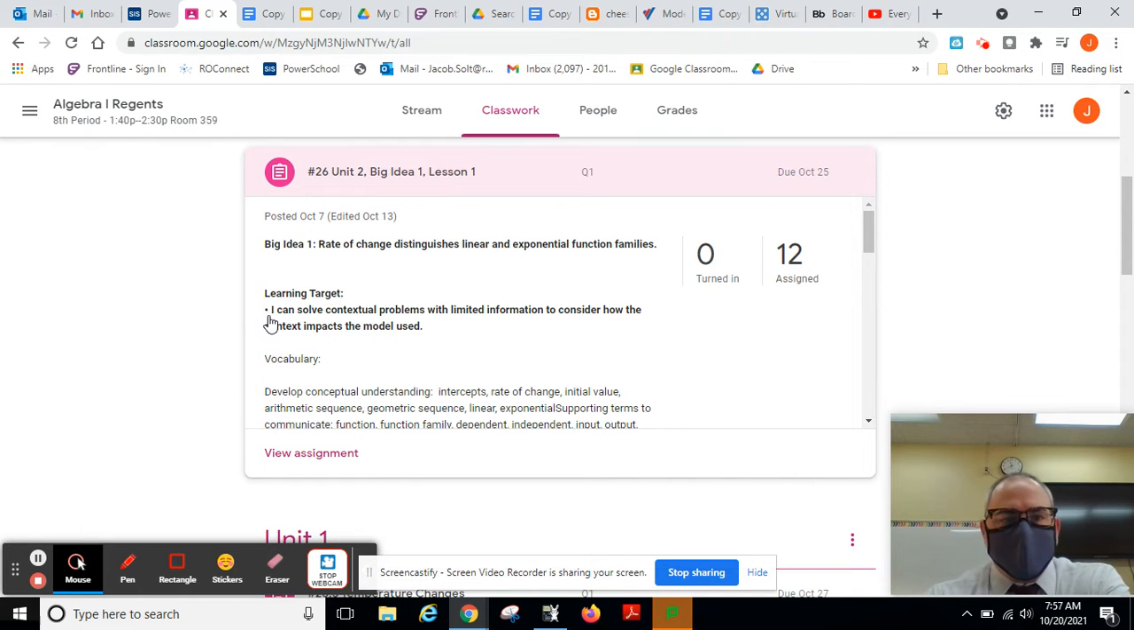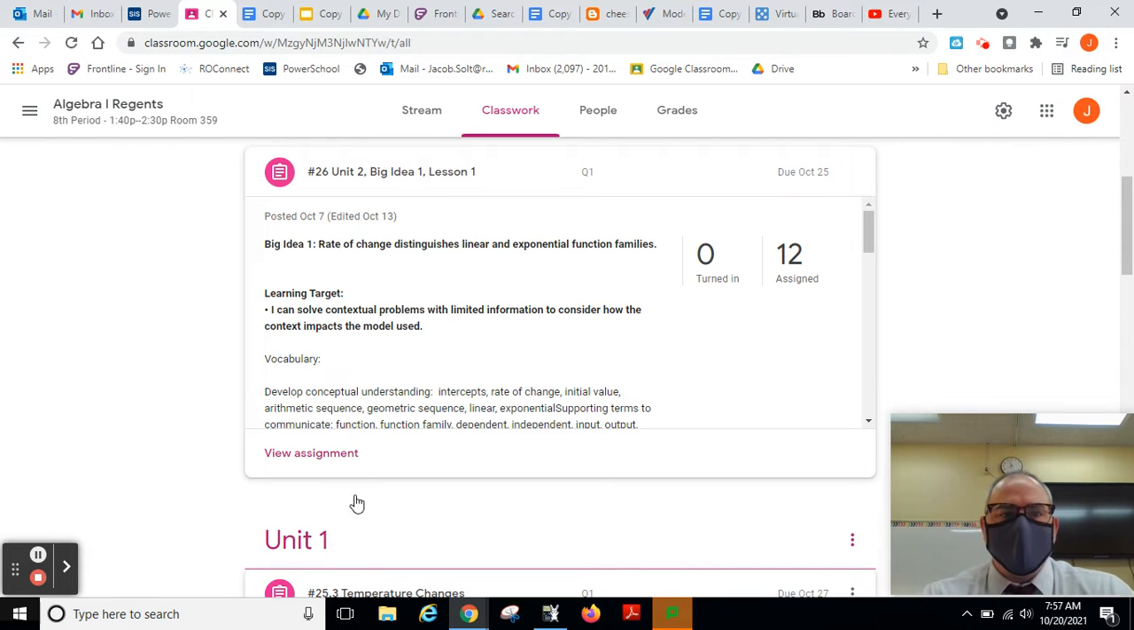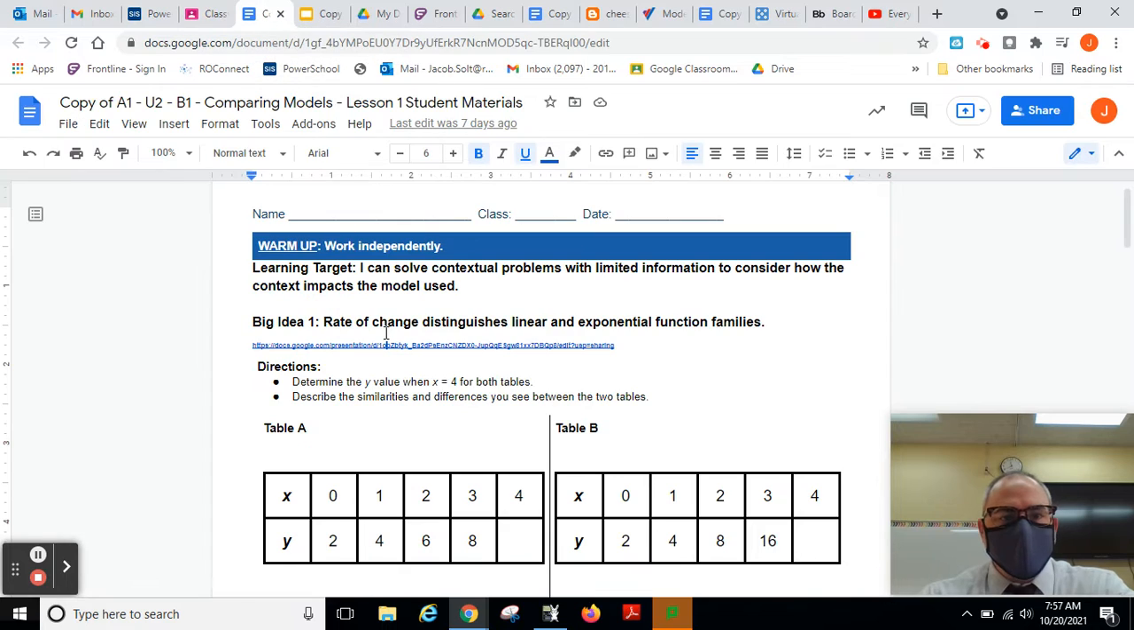The learning target is I can solve contextual problems with limited information to consider how the context impacts the model used. All right, I'm going to show you the situation. And again, that's what we've been doing. We've been looking at situations. We think about how it gets graphed, and we're going to take a look at that. All right, so here we go.